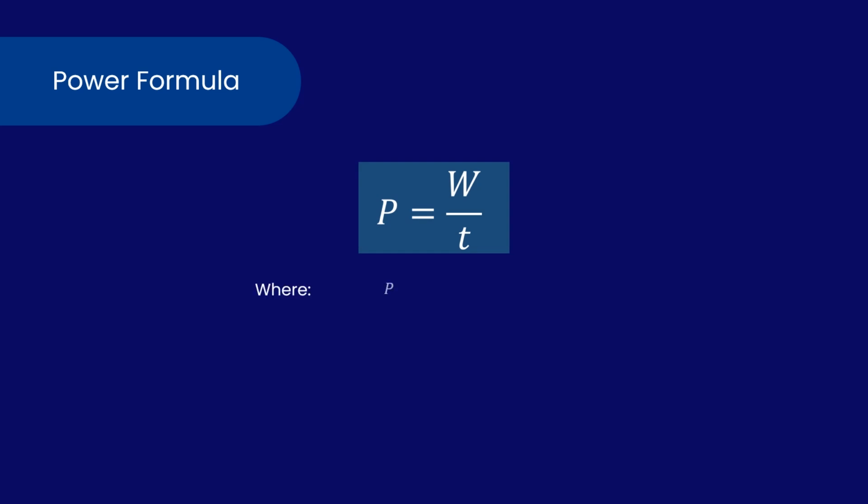The power is calculated by dividing work done by the time taken. The formula is power equals work divided by time. Here P represents power, W represents work done, and T is the time taken. The SI unit of power is the watt, represented by the capital W.